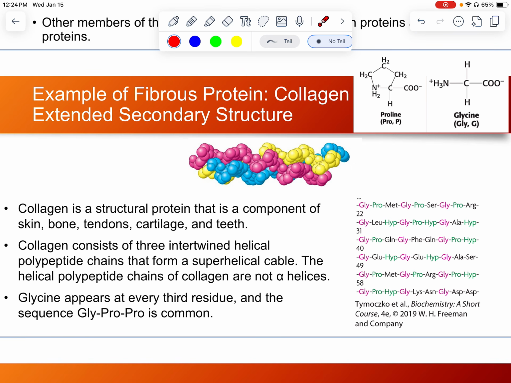Okay, and then collagen has three of them entwined together. That would be this kind of extended secondary structure. And we're still calling it secondary structure because the interactions are all still among the backbone. We're not talking about those R groups yet.